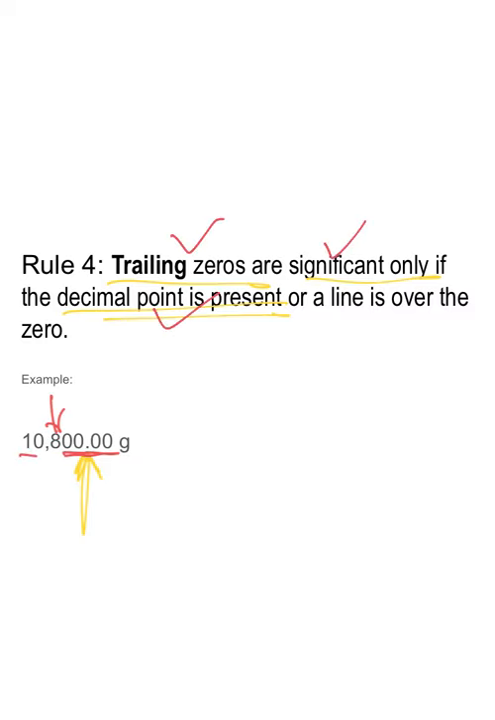So 1 is significant because it's not 0. This first 0 here is significant because it's trapped between the 1 and the 8. The 8 is significant because it's not 0. And then all of these trailing zeros are significant because there is a decimal point present in our number. So that's 1, 2, 3, 4, 5, 6, 7 sig figs.